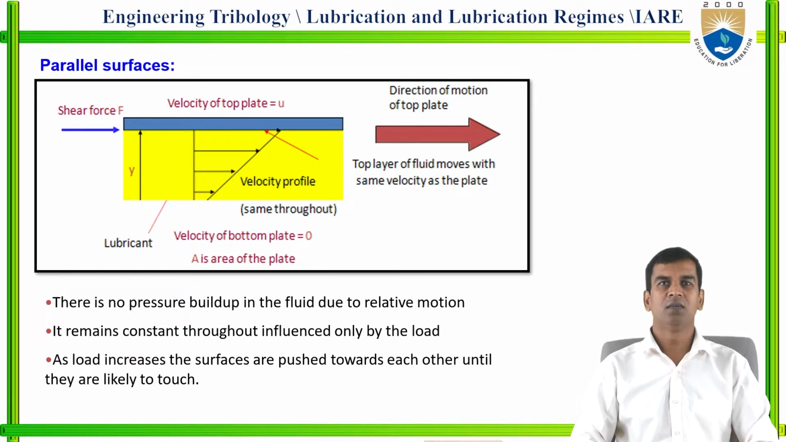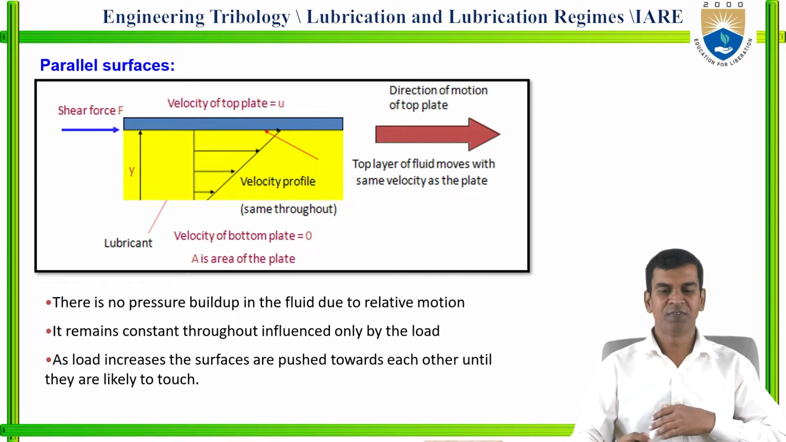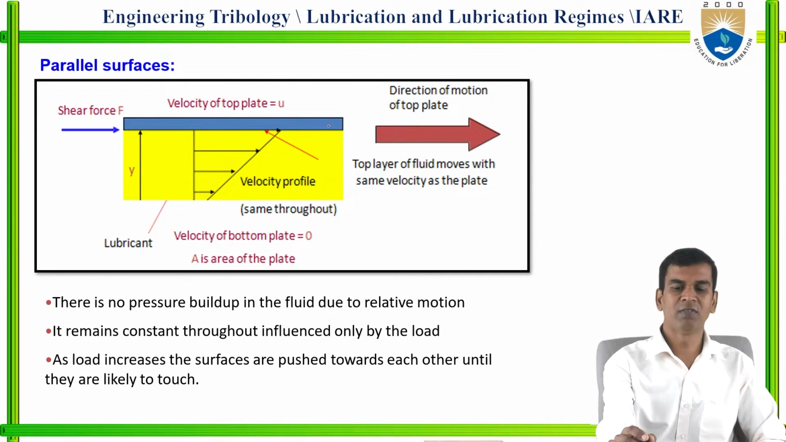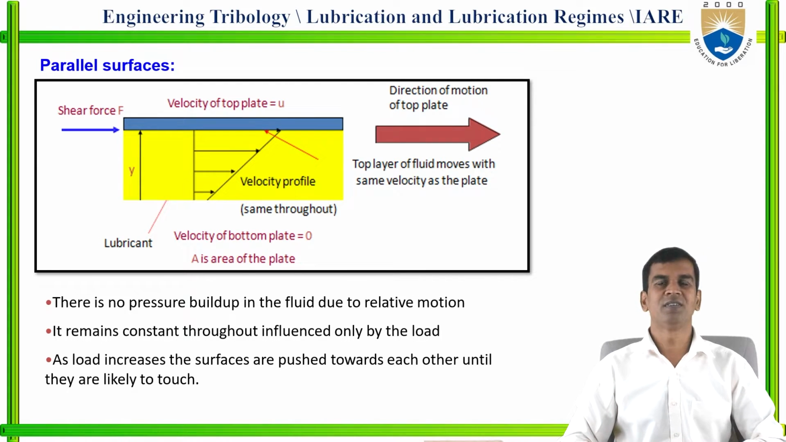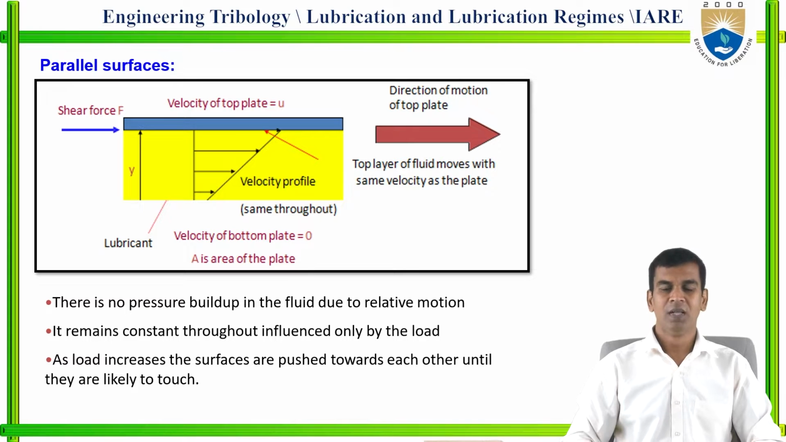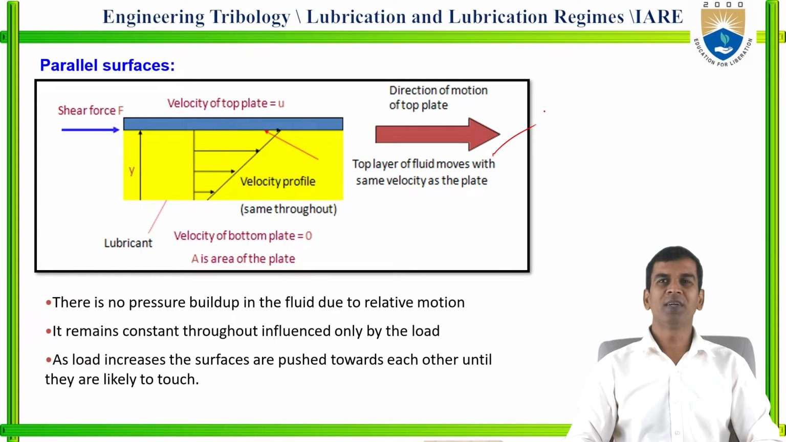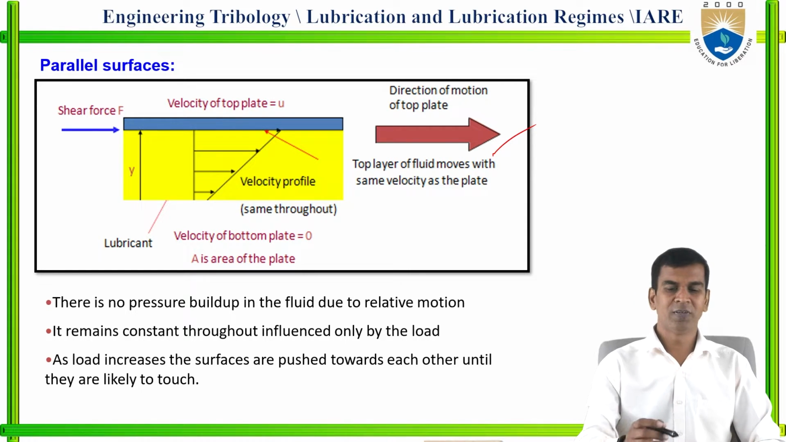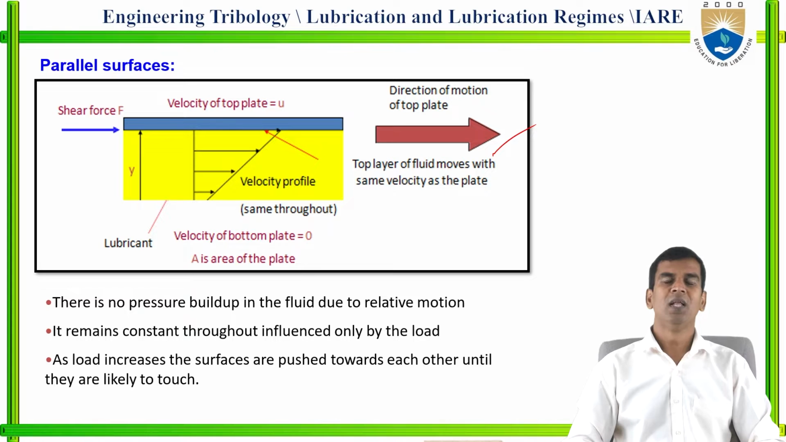Now you can see the explanation of the hydrodynamic journal bearing between parallel surfaces. You can see plate 1 and plate 2, and the shear force F is acting at a distance of y from the base. You can see the velocity profile there, and the direction of motion of the top plate is shown with the red arrow. The top layer of the fluid moves with the same velocity as the plate. The yellow color is the lubricant. The velocity of the bottom plate is 0, and A is the area of the plate.